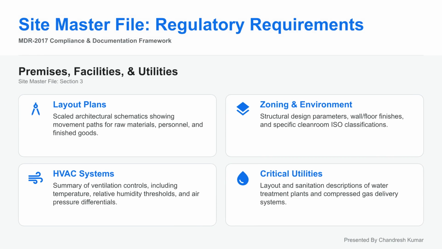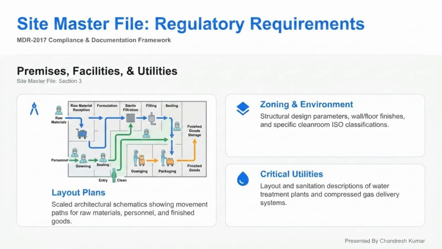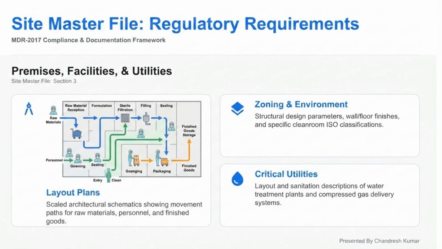Section 3 covers premises, facilities, and utilities. Key documentation includes layout plans, detailing movement paths, zoning and environment specifications, including cleanroom ISO classifications, HVAC system summaries, and critical utilities descriptions. The layout plan section features scaled schematics illustrating the flow of raw materials, personnel, and finished goods through the site, alongside documentation for zoning and critical utilities.